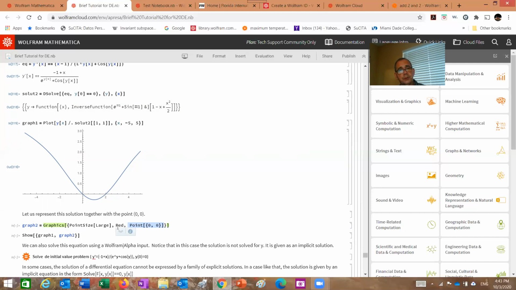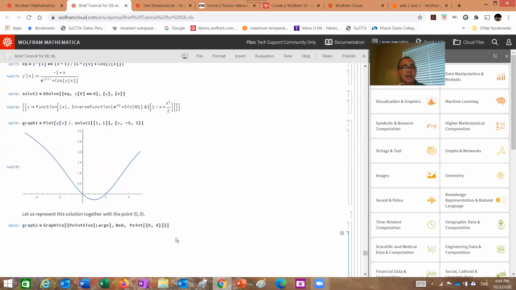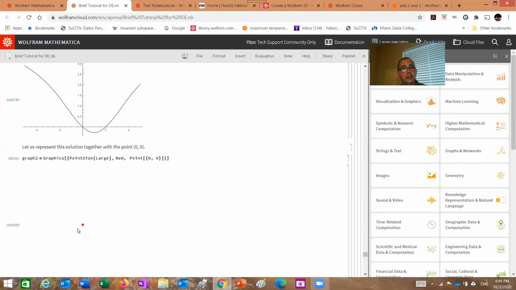And if you don't introduce the option Red, then the point is going to be black. And then we have braces that go from here to here. This brace opens here and ends here. And then we can graph the point alone. That point alone is at the right position, but as I don't see the axes here or anything, it doesn't tell me anything.